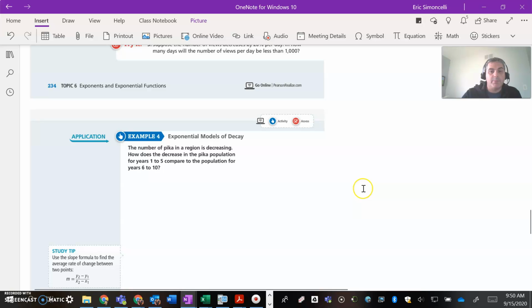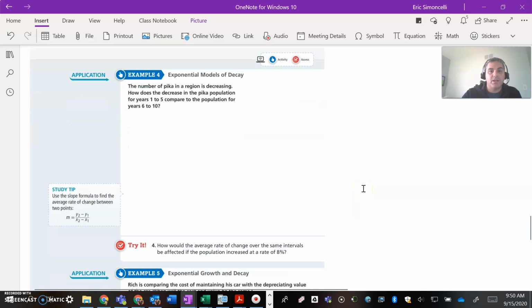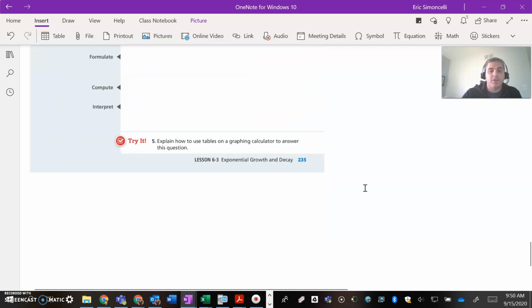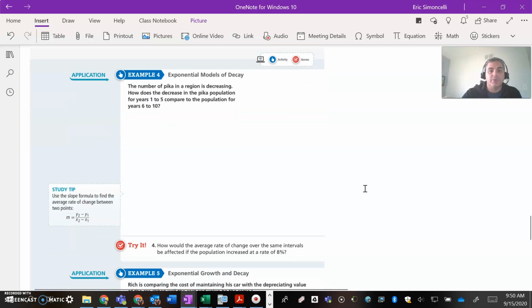Example 4, I'm going to go ahead and ask that you take a look at this on your own, as well as example 5. And we'll be able to touch base on this our next live day. So please take a look at example 4 and 5 again on your own. The completed notes are below this particular page on OneNote.